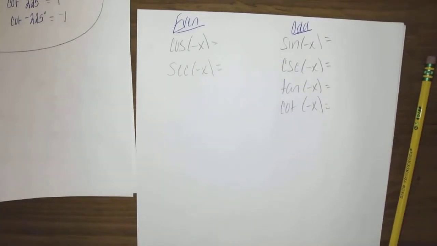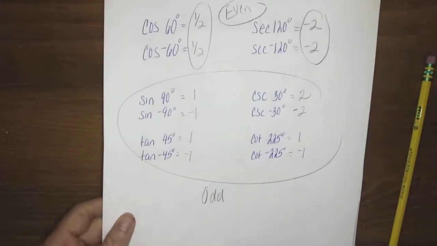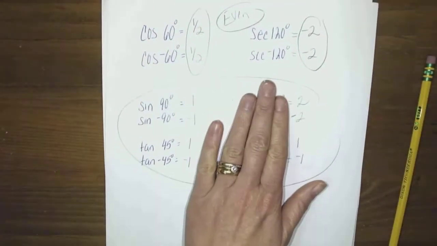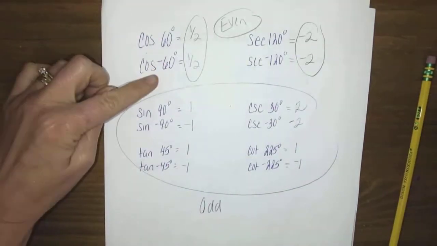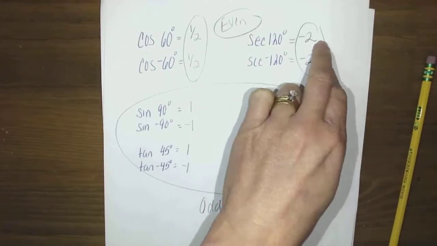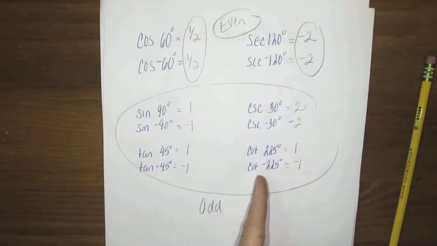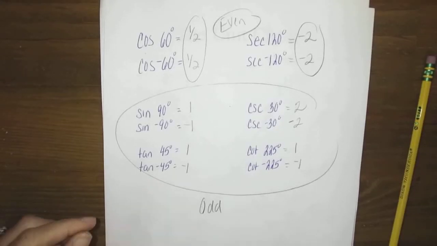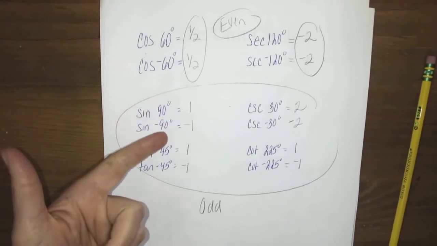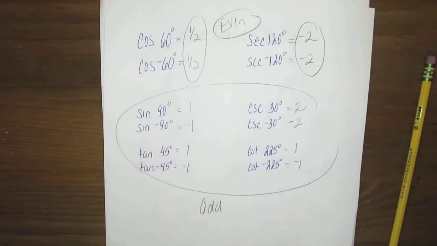Welcome back. We're going to talk about even versus odd functions again. We saw in the last video that for cosine and secant, if you put the positive and negative of an angle measure in, you got the exact same thing. However, when you did it for sine, cosecant, cotangent, or tangent, if you chose any number or its opposite, your answers were actually opposite, which made those odd.